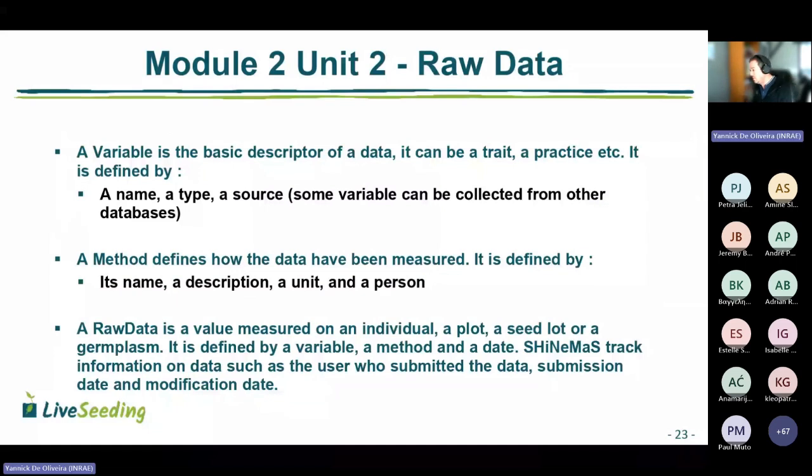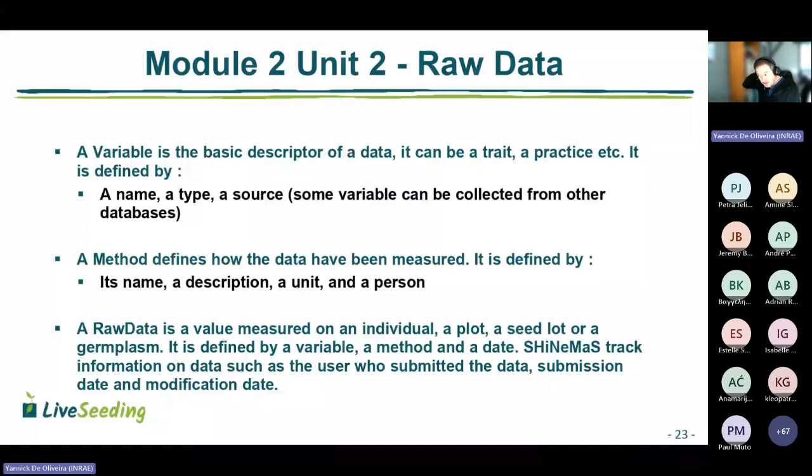Now concerning the data, you can define variables. It is the basic descriptor of data. It can be a trait, a practice, and so on. It will be defined by a name, a type, and you can also assign a source. So it is a variable that comes from a controlled vocabulary database. I will talk about that in the training this afternoon.